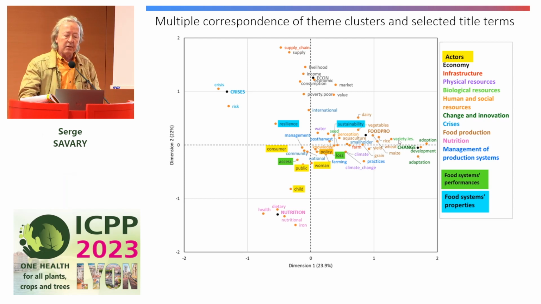We have the key actors. We have consumers and the public sector, and I don't know where the producers are. I forgot to place them. Anyway, consumers are here. The producers are necessarily somewhere there, balanced in between the origin of axis. And we have the two others. We have children, the child here, very close to nutrition. By the way, nutrition is about words such as dietary, health, nutritional, iron, which is a major issue.